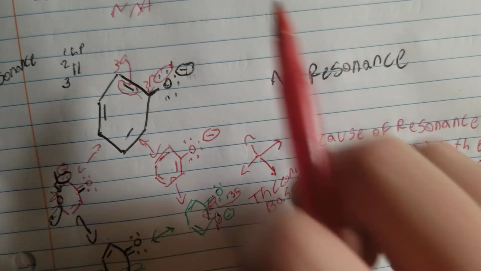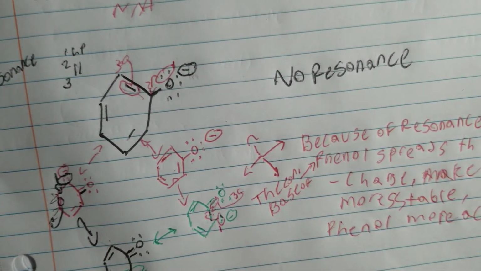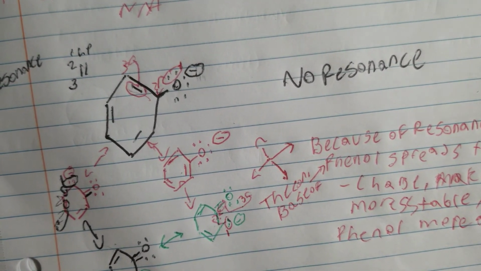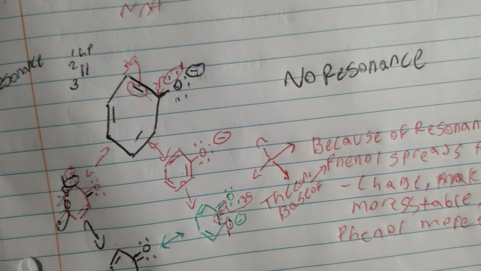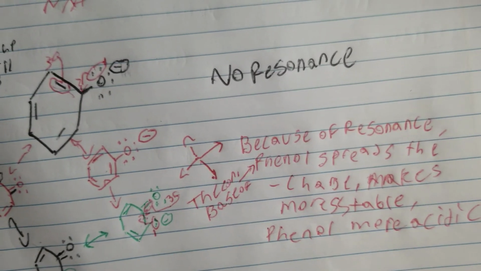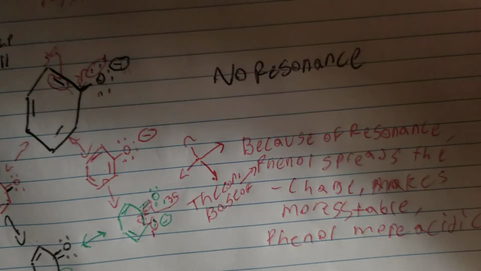So because of resonance, the negative charge is more spread out, making the conjugate base of phenol more stable, and because of the stability of the conjugate base of phenol being greater, the acidity of phenol is also greater.